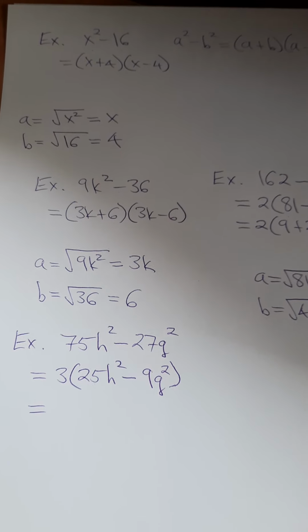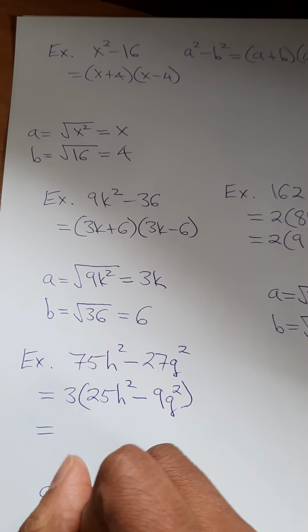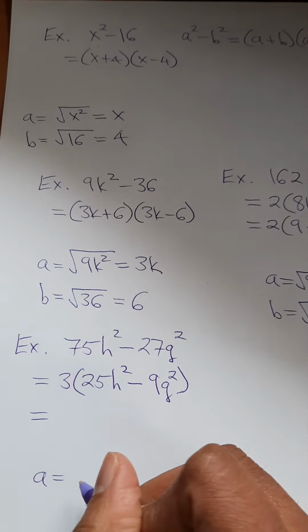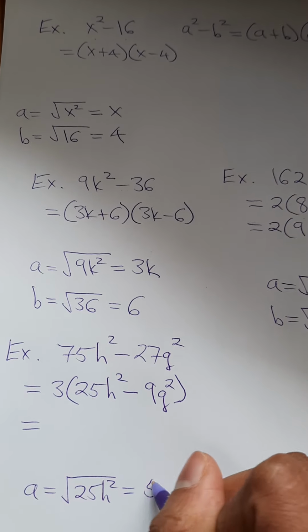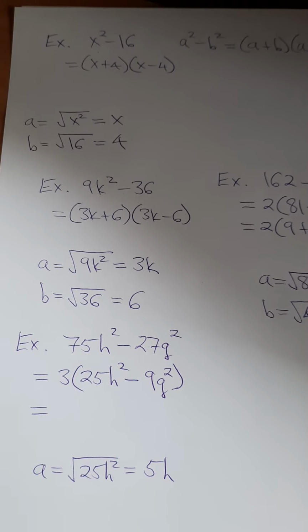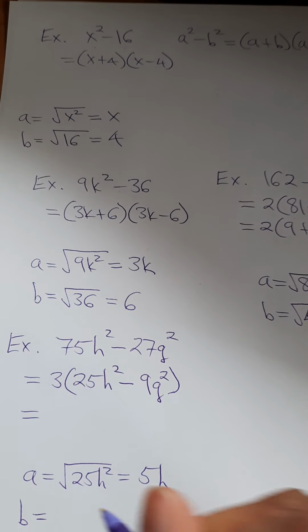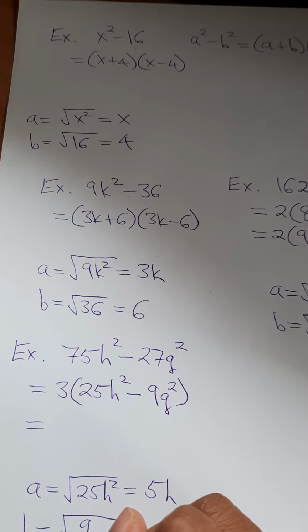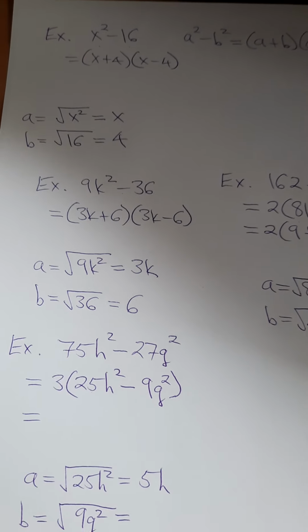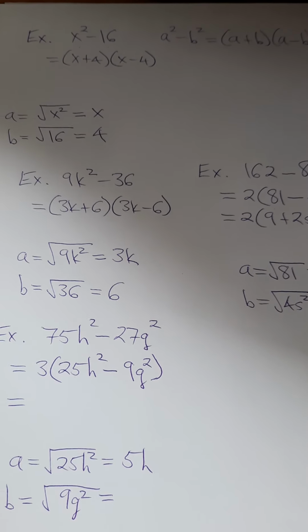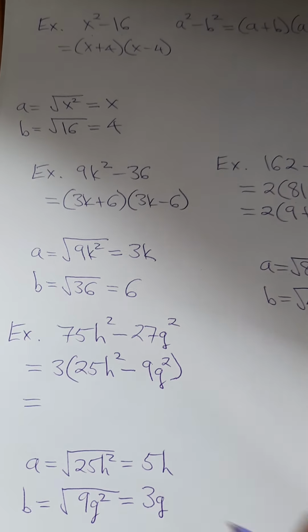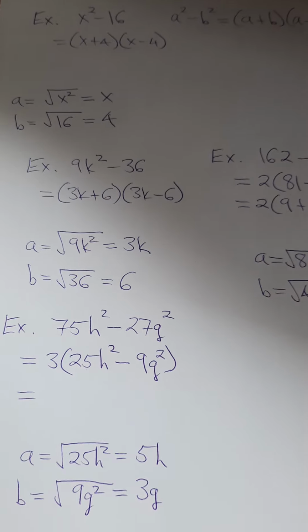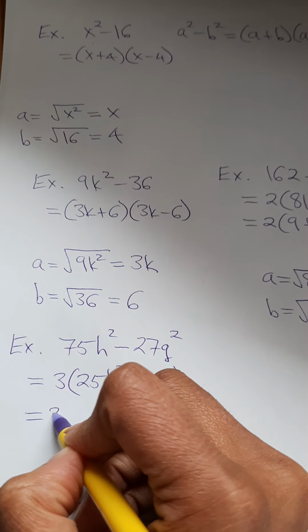Now inside the brackets, I notice I have a difference of squares. So for a, the square root of 25h squared is 5h. And for the value of b, we're going to take the square root of 9g squared. I would still put the letters inside as well. So you can see your answer, which is equal to 3g. And here we're just going to write our factors.